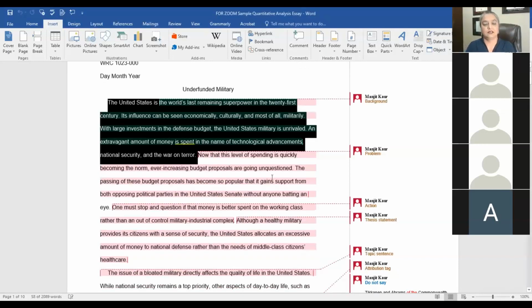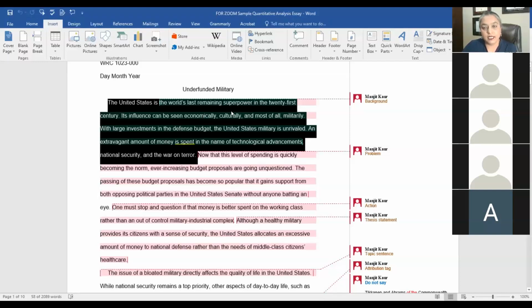The United States is the world's last remaining superpower in the 21st century. Its influence can be seen economically, culturally, and most of all, militarily. With large investments in the defense budget, the United States military is unrivaled. An extravagant amount of money is spent in the name of technological advancements, national security, and the war on terror.